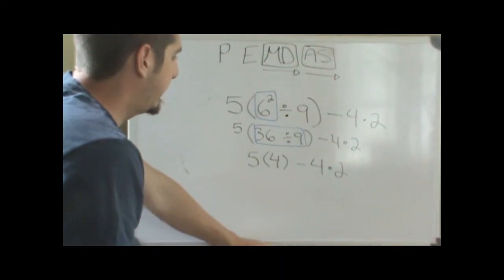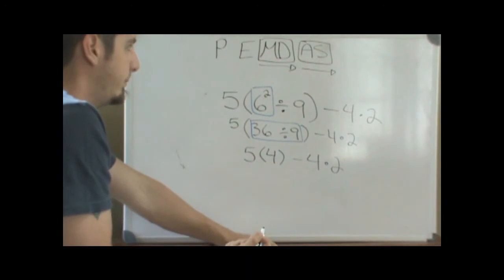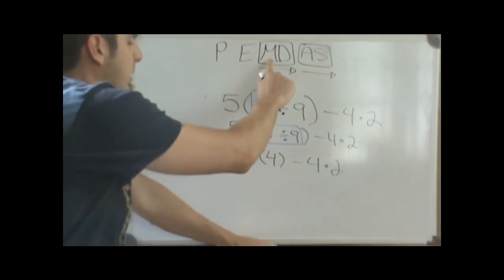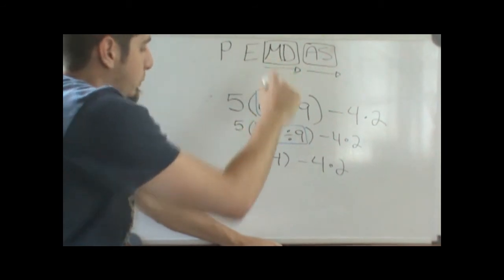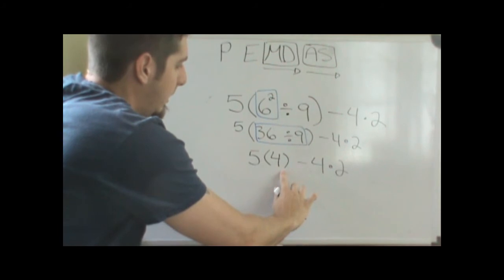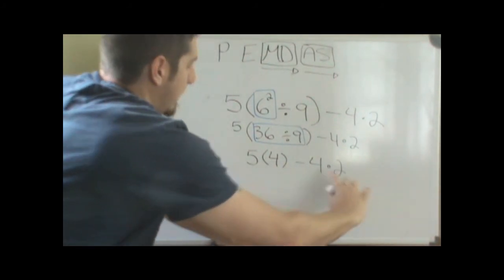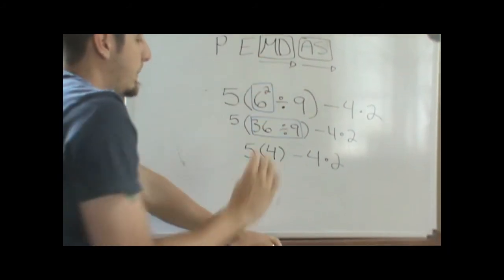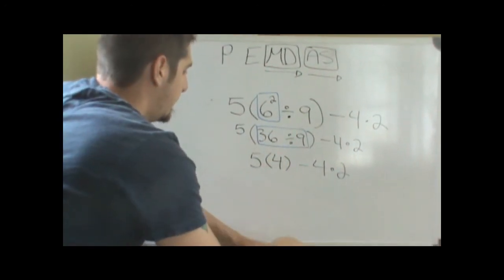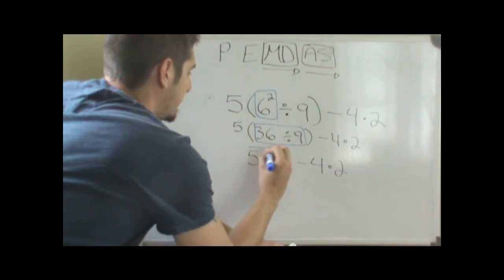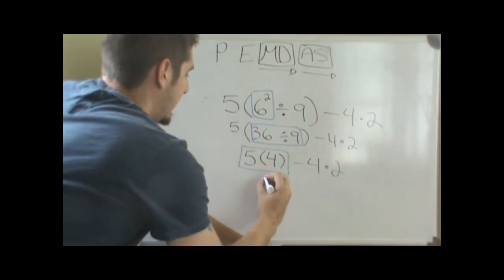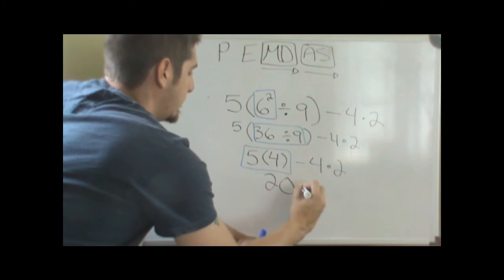So now I've got to take a look at my problem. My parentheses are done. There are no more exponents. So now the question is, is there any multiplication or division? Well, as you can see, there's some multiplication here, 5 times 4. And there's some multiplication here, 4 times 2. According to the order of operations, I need to go from left to right. So I'm going to do 5 times 4 first. I'm going to get an answer of 20. Everything else will drop down.